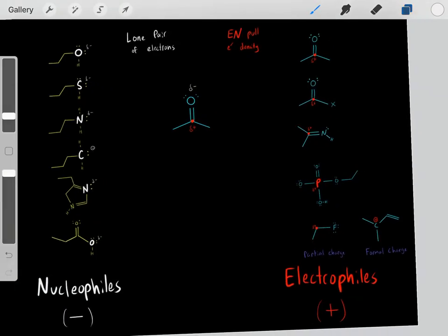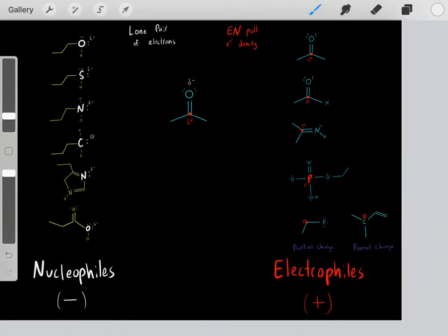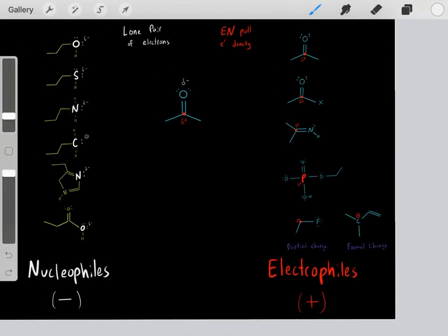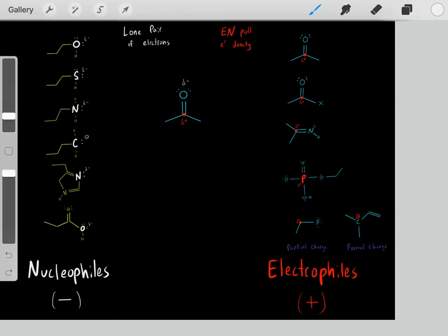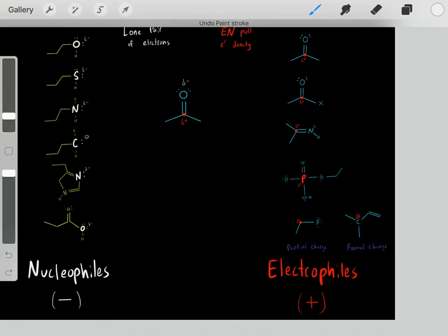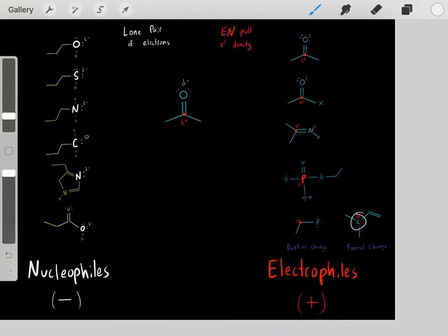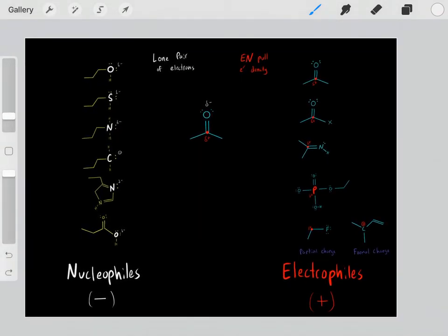But again, we know there's a difference between a partial charge and a formal charge. We know, for example, this carbon and this fluorine, we know this fluorine is more electronegative. So this fluorine is stealing negative charge density. So we have this partial positive charge. But here we have a formal charge of +1. Because again, we would find the number of valence electrons carbon's supposed to have. Then we would find the number of valence electrons carbon actually has to find the formal charge. So again, formal charges are stronger than partial charges. So this would be the strongest electrophile.